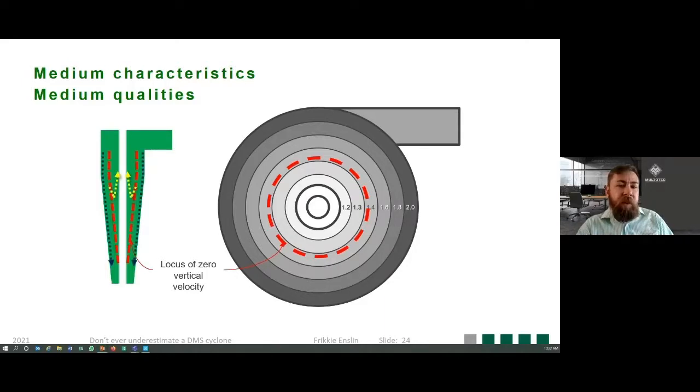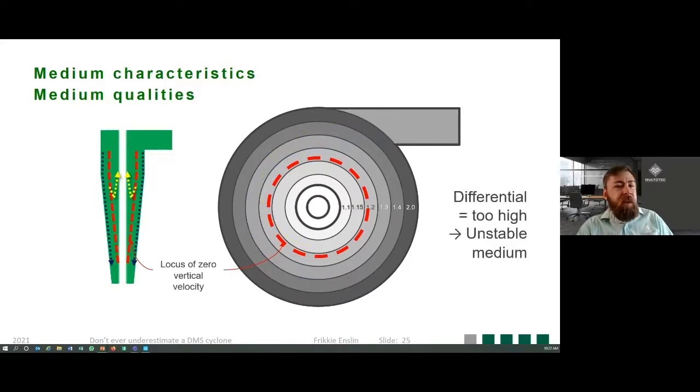So let's say we have a particle with a density of 1.9, which is typically discard in a coal sense. It will find its way where it feels comfortable between the 1.8 and 2 density bands, and it will report to your spigot. If we have a nice piece of coal, 1.3, it will migrate and fall within the locus of 0 vertical velocity and report to your overflow. Perfect. This is what we want.